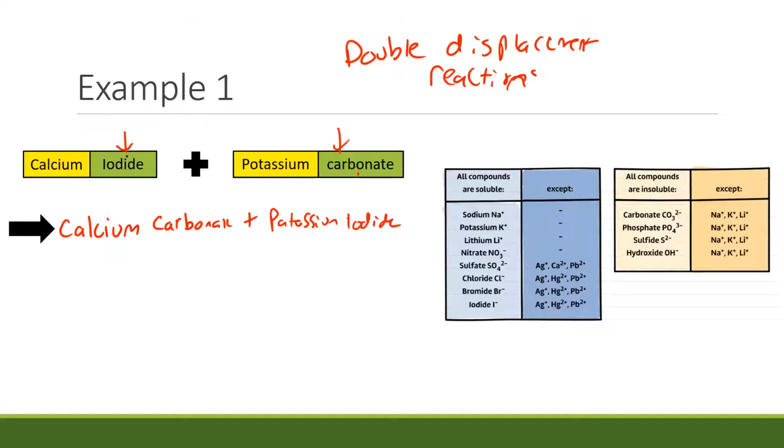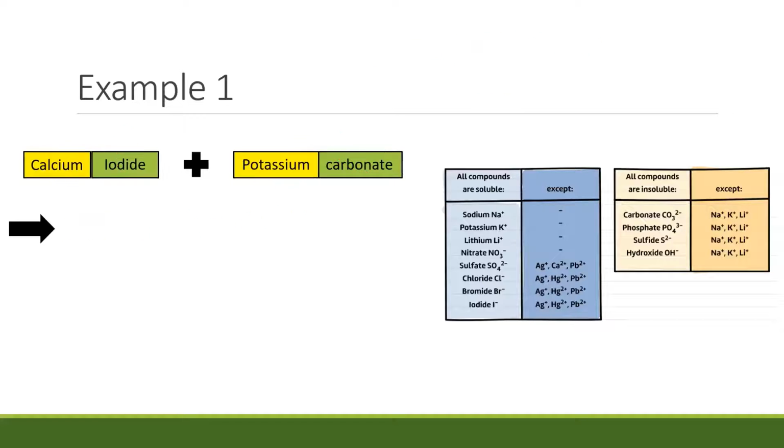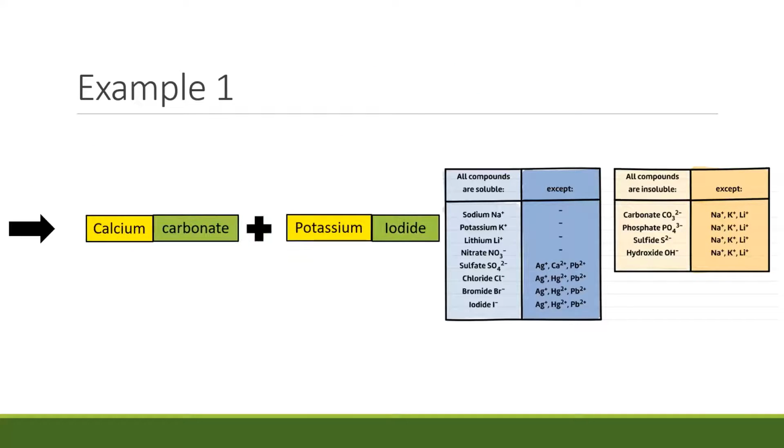And that's how I get them. I just swap the ends. Instead of writing carbonate, I write iodide. Instead of writing iodide, I write carbonate. And I just swap them like this. Now, after that swap, after that double displacement, we get two products.